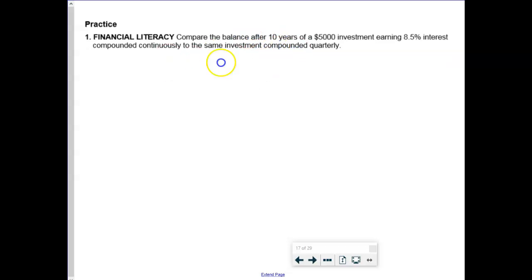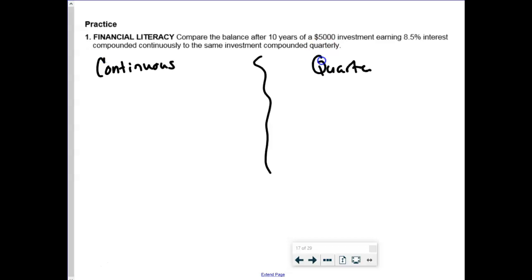Okay, so this one they actually want you to compare. All right, so we are going to compare two bank accounts. We have continual interest versus quarterly. All right, so $5,000 we're investing in both accounts. For the continual interest formula, you're multiplying it by a base of E, and then you're raising it to the, watch your decimal point, this is 0.085.